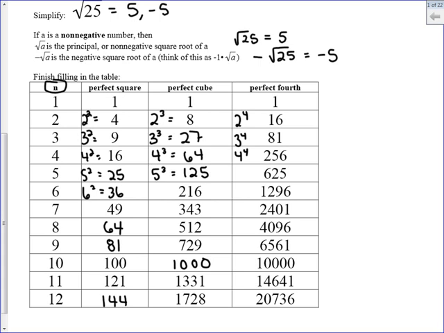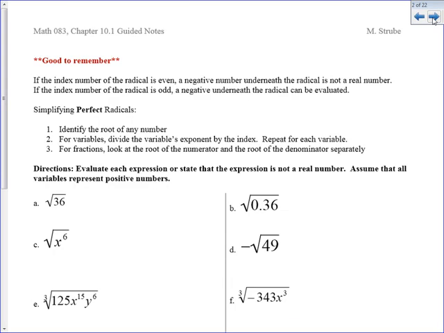So 10.1 is what I like to call our bubblegum world. In 10.1, everything is perfect. Every time we have a number, it's in this table. Every time we have a variable, we'll see what makes variables perfect in terms of our radicals. Everything's perfect. Then we get to 10.2 and everything's not perfect, and that's where you really need this table. So let's look at some of our problems here.